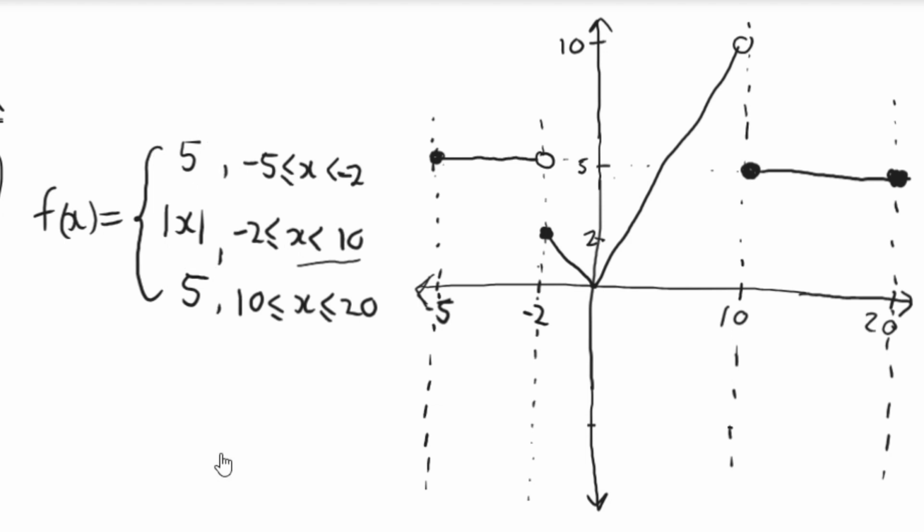But now here in the middle between minus 2 and 10, we cannot sketch the constant 5. We must sketch the absolute value there. Okay, and that's why we sketched the absolute value for that part.